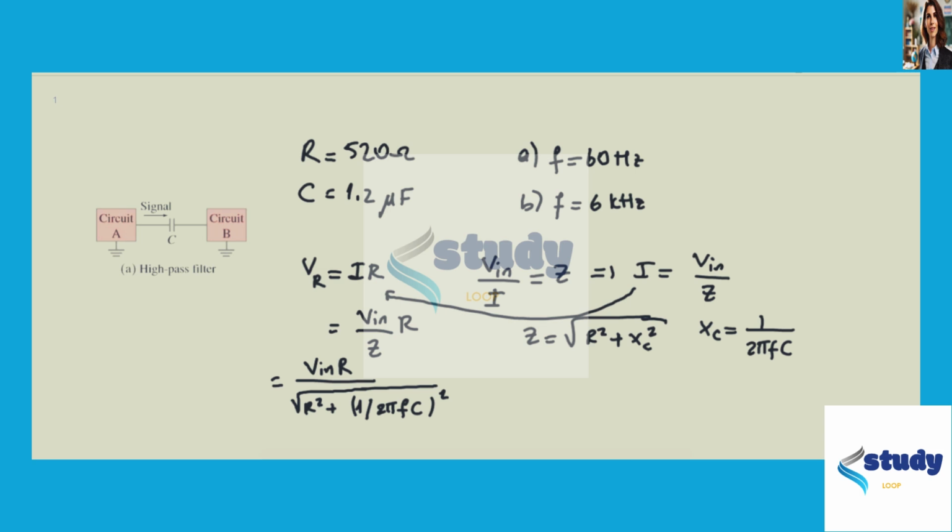Now, we're going to use this equation to figure out the potential drop across the resistor for these two frequencies. And depending on our answers, we're going to be able to say whether or not either frequency is attenuated. Now, let's go on a new page. All I'm going to do right now is plug in the values that are given to us in the problem.